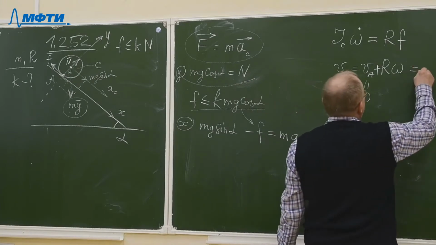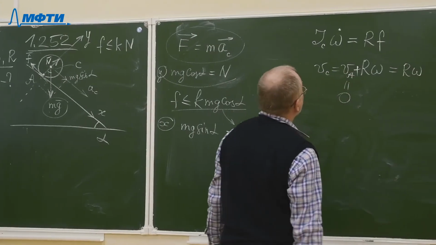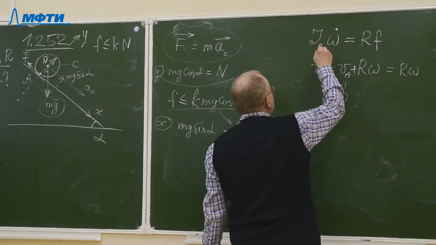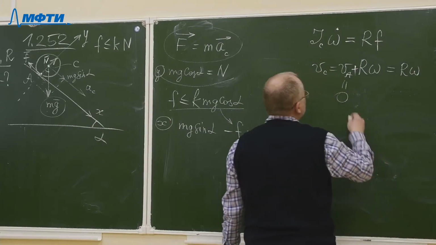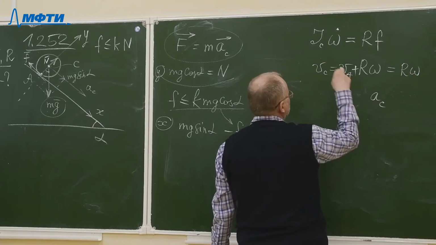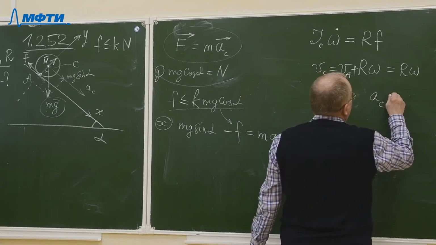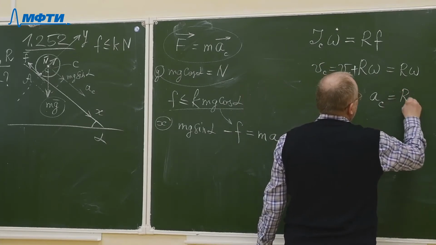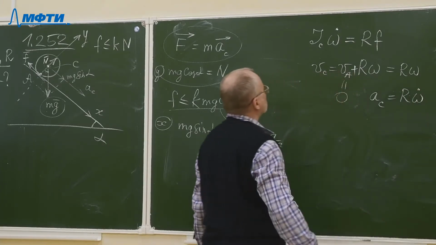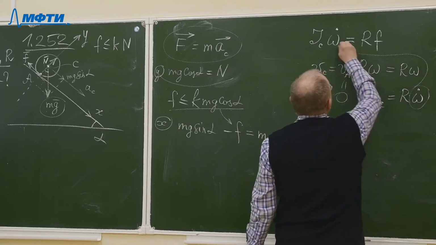So the velocity of the center of mass can be calculated just as r omega. And if we differentiate this equation, I will have to put a dot here and another dot here, and I will obtain that the acceleration of the center of mass, that is the time derivative of the velocity, equals r times the angular acceleration. The angular acceleration is important because it's found in this equation.